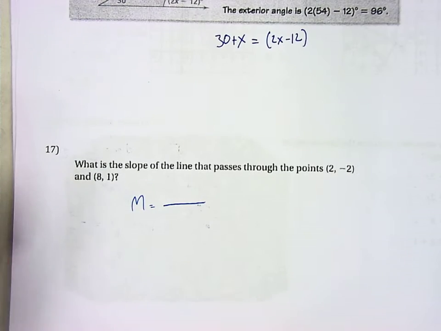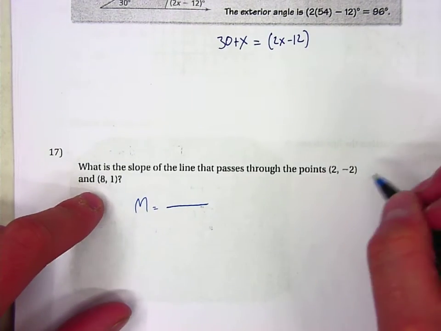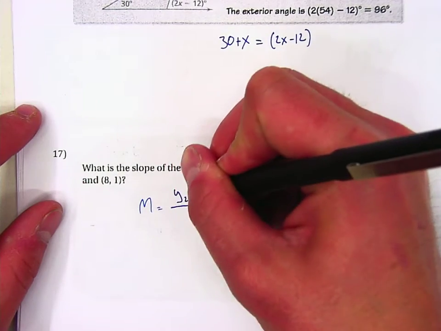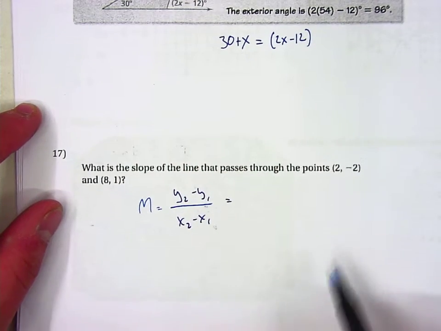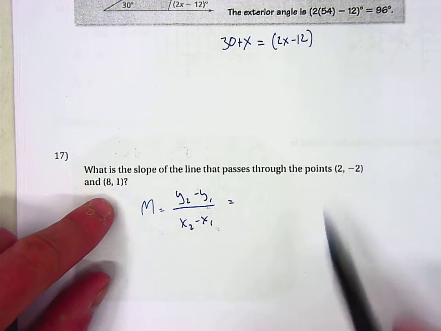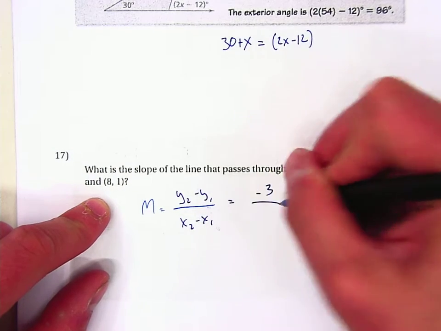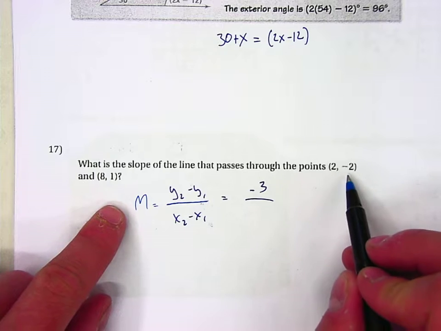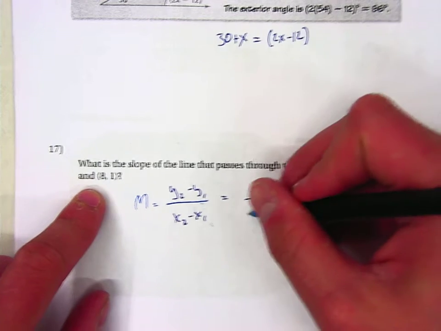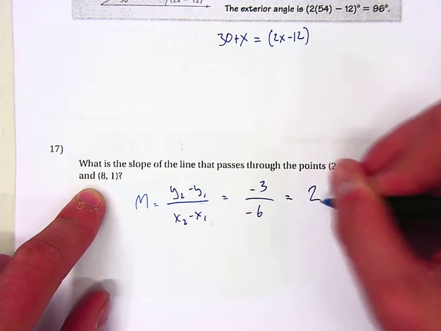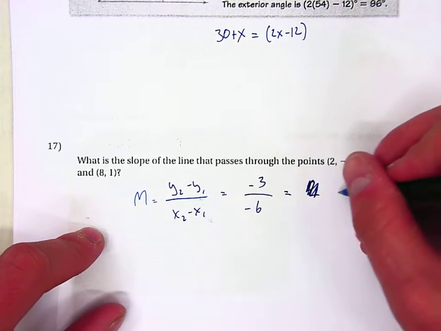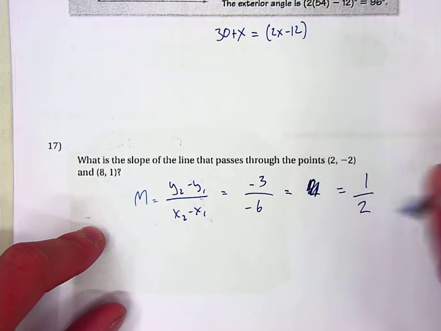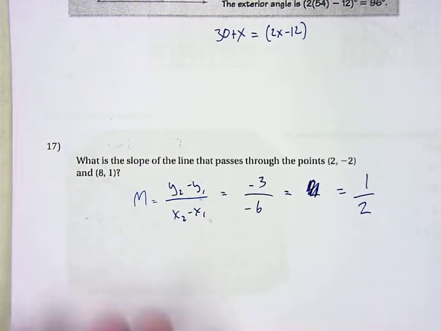What is the slope of the line that passes through the 2 points? Slope was just that rise over the run. So in this case, the slope formula we know, y2 minus y1 over x2 minus x1. Difference in y values, negative 2 minus 1 is negative 3. And 2 minus 8 is negative 6. Sorry, I'm sorry. Negative 3 over negative 6, that's equal to positive 1/2. So there you have it, slope 1/2, 17.